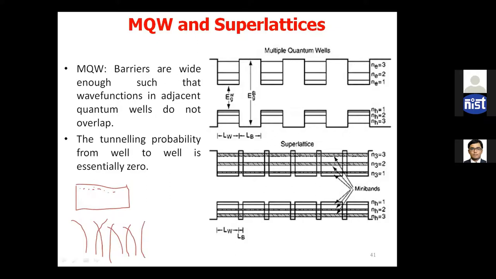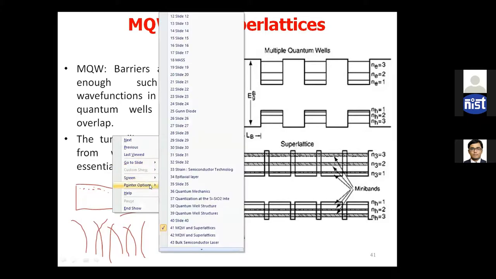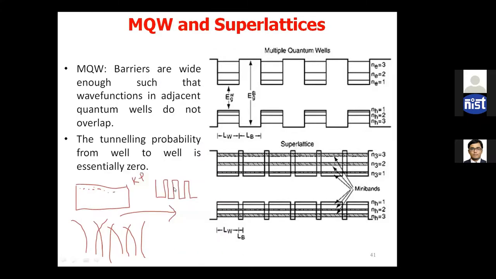By some approximation, this structure looks like this. That means first there is an energy level, and it will look like a superlattice. If you solve this structure using the Kronig-Penney model, you get the energy relation, the band energy structure in a semiconductor.